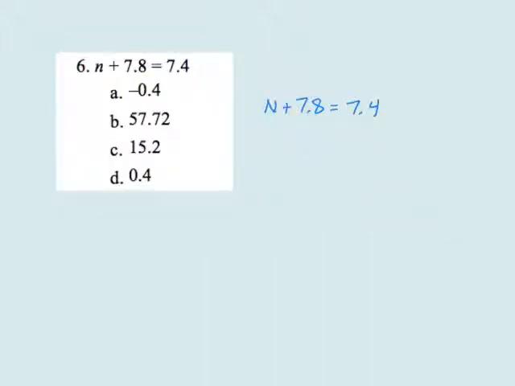On to number 6, I've got n plus, so I do the inverse. I subtract 7.8 from both sides. Again, very simple if you've got a calculator. And likewise, not very hard if you don't have a calculator. 7.4 minus 7.8 is going to be 0 minus 0.4 more, and that's going to be a negative 0.4. That's letter A.